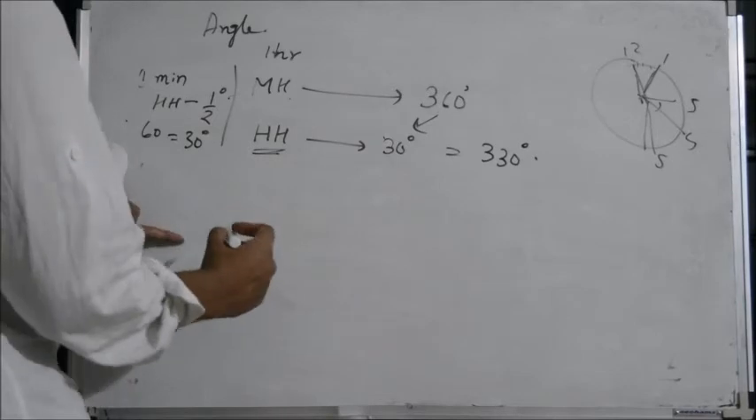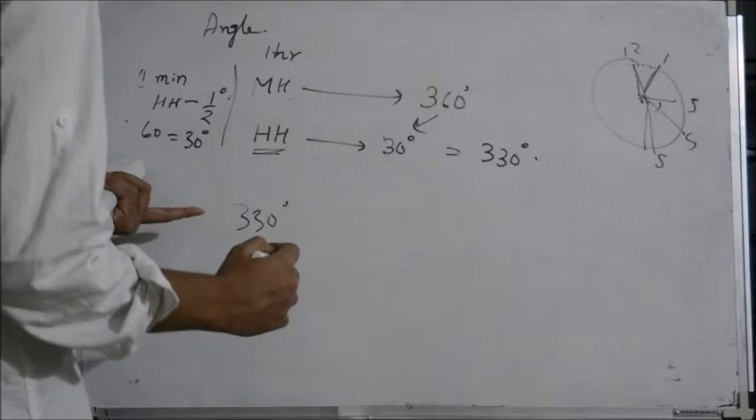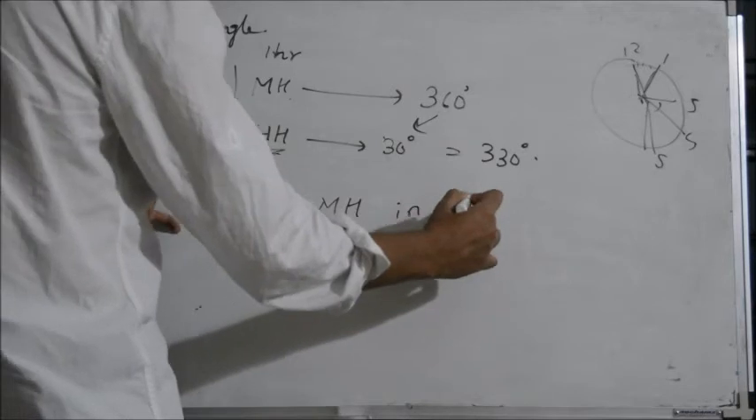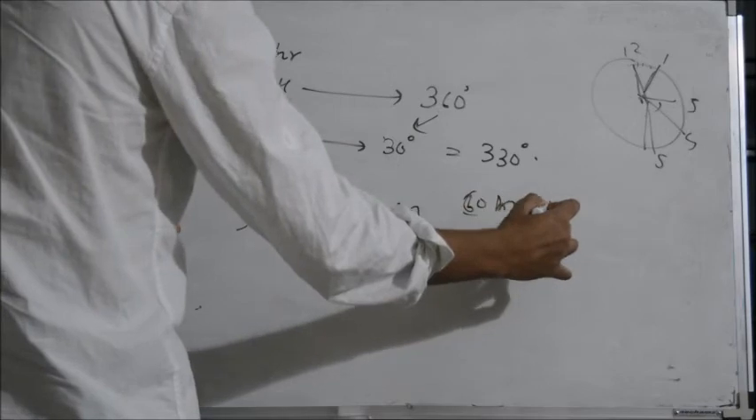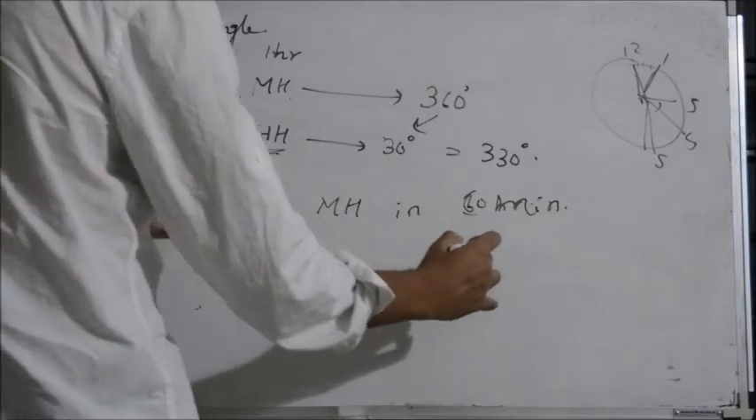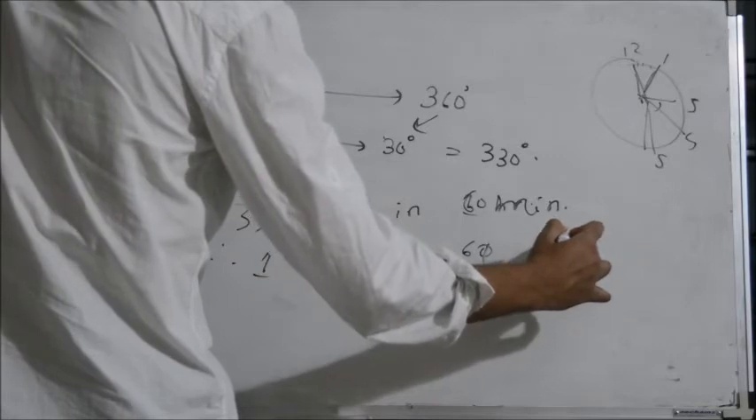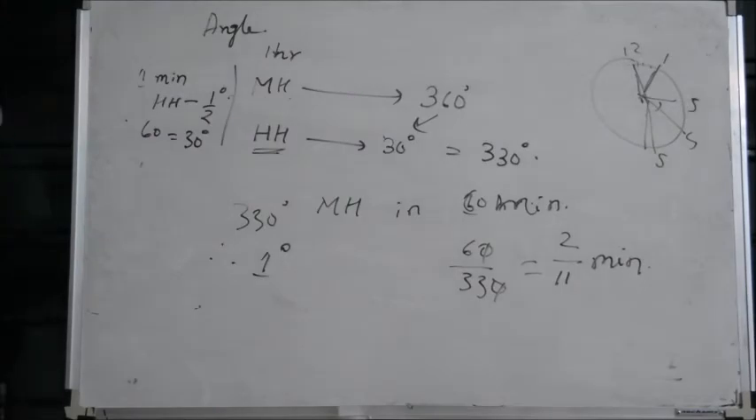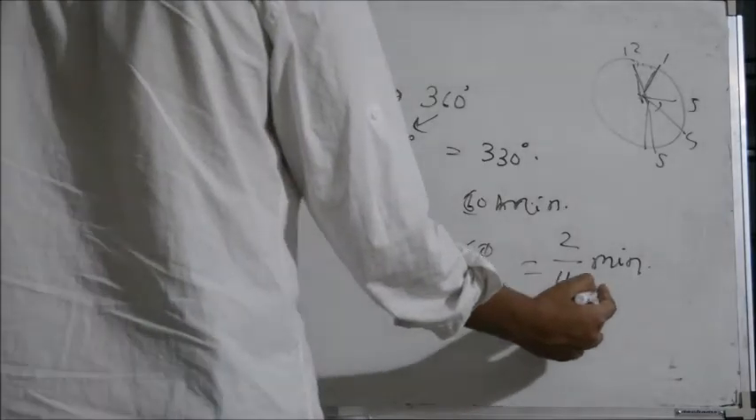That means what we can write? 330 degree gained by minute hand in 1 hour, or you can say 60 minutes. Therefore, 1 degree gained in 60 by 330, which is equal to 2 by 11 minutes. So the minute hand will gain 1 degree over the hour hand in 2 by 11 minutes.